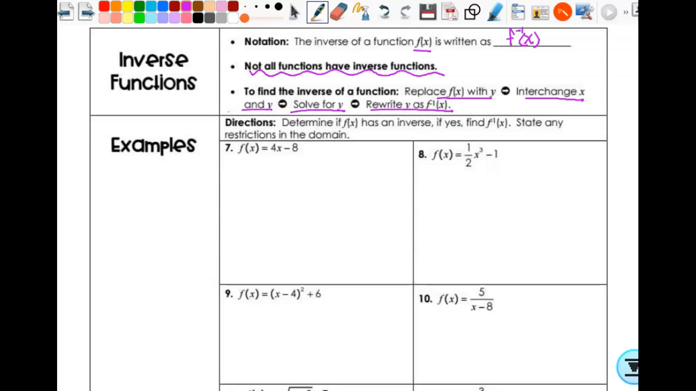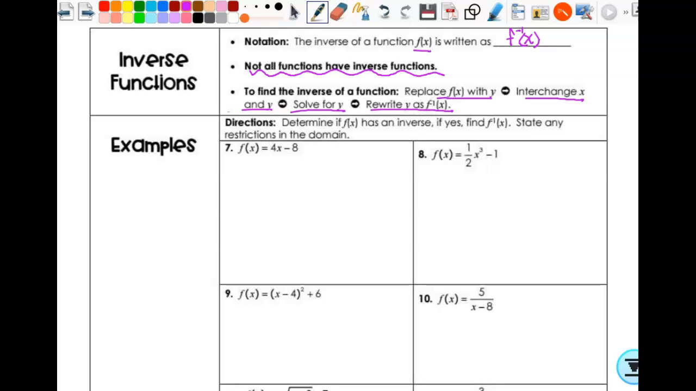But then it also says state any restrictions on the domain. So let's talk about how we do that. We're changing x and y. Every single x and every single y just switch places, right? So that means the domain and the range, domain is x, range is y, they stay what they are, but they switch places also. The range becomes the domain, and the domain becomes the range.